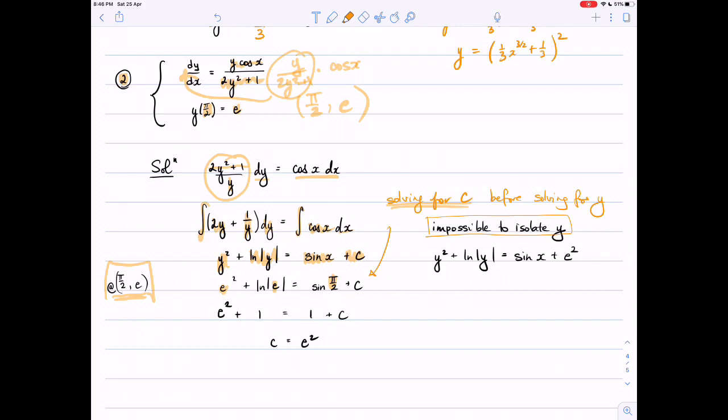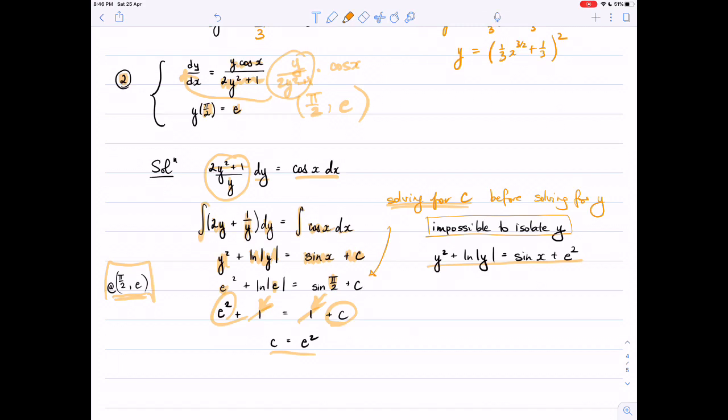And so here the sine of pi over 2 is 1. The ln of e is 1, so those things cancel out. And we get c is equal to e squared. So plugging back in for the c value, we get y squared plus ln y is equal to sine x plus e squared. And it is not possible to isolate the y.